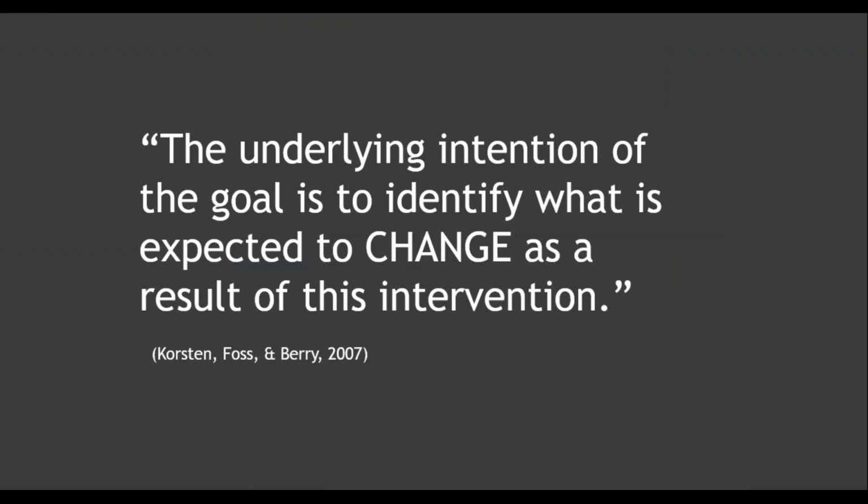This is from Corsten Fossenberry. The underlying intention of the goal is to identify what is expected to change as a result of this intervention. So we want to keep that in mind as we go.